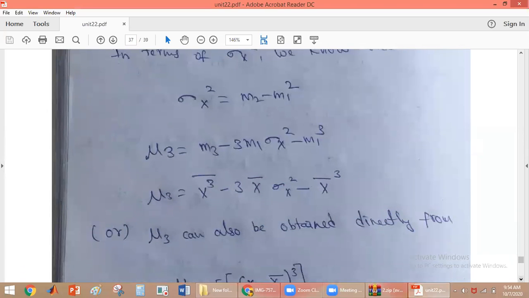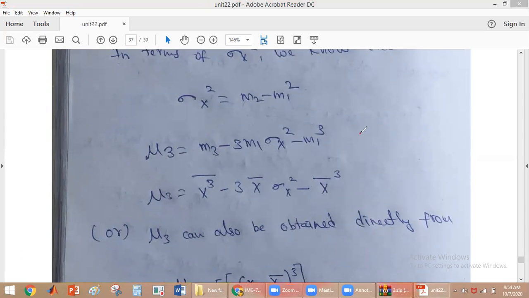Okay. So from that, what is mu 3? Mu 3 is given as, what is m3? M3 is nothing but the third moment about the origin. Okay. So m3 is given as expected value of x cube. How do you write expected value of x cube? Expected value of x cube can be written as x cube bar. Expectation is nothing but x cube bar.